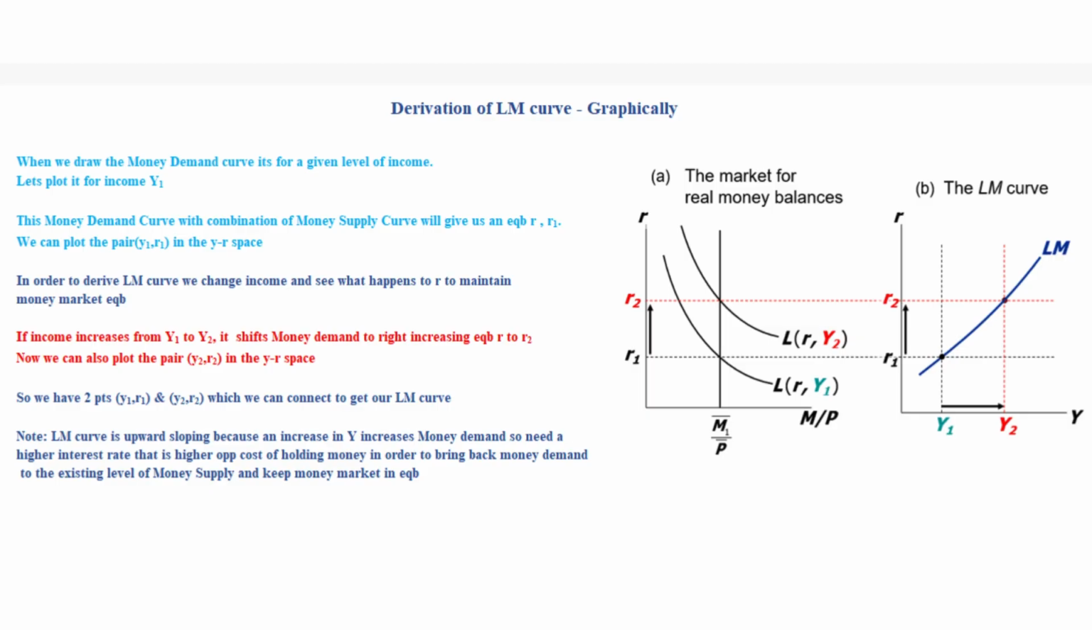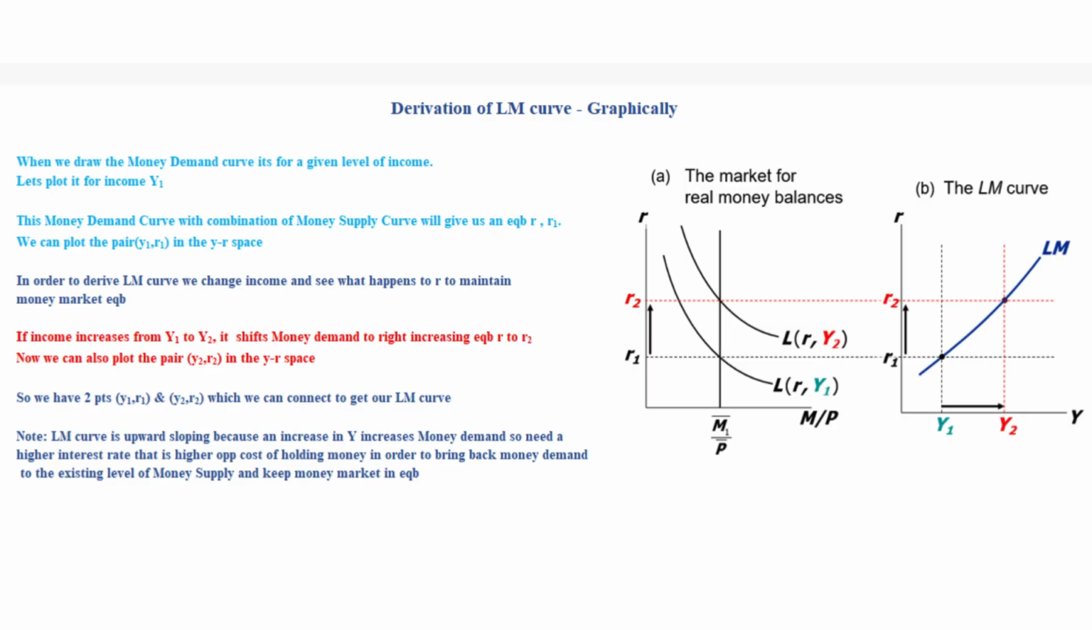So let's plot it for income Y1. So we have our money demand curve L(R, Y1). Now, this money demand curve, along with the combination of our money supply curve, which in this case is M bar 1 by P bar, will give us an equilibrium R, i.e. R1. Now, what we can do is in our Y-R space, we can plot the point Y1, R1, the first point that we have.